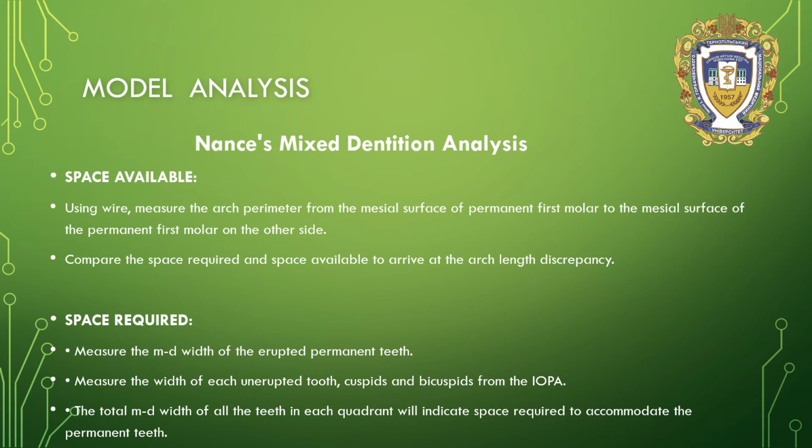And space required. We need to measure the mesiodistal width of the erupted permanent teeth, measure the width of each unerupted tooth, cuspids, and bicuspids from the intraoral panoramic radiograph, and the total mesiodistal width of all the teeth in each quadrant will indicate the space required to accommodate the permanent teeth.